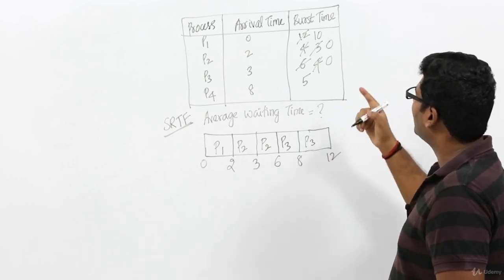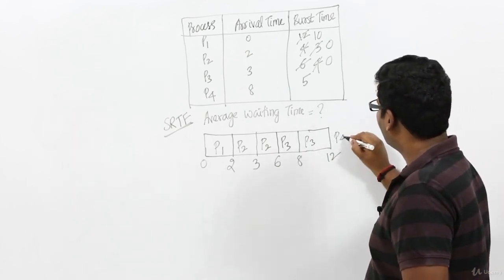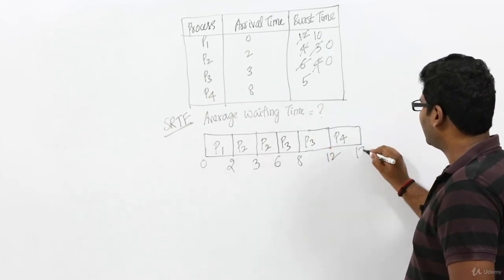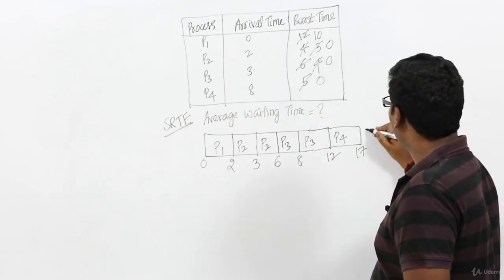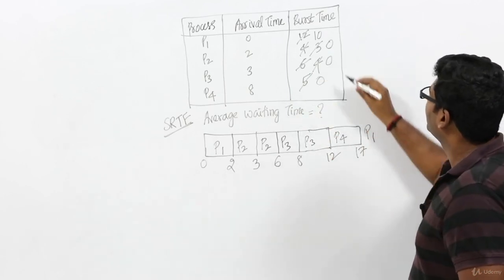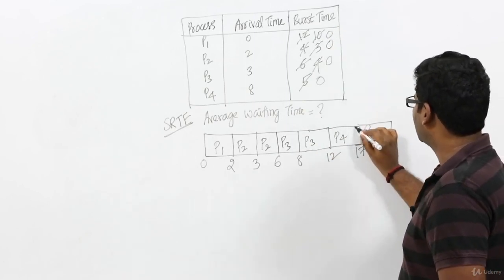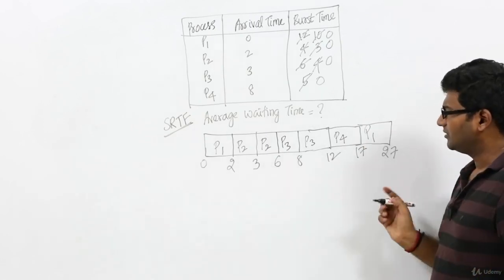Now we have P1 and P4 inside the RAM, out of which P4 has the highest priority, so it will complete its execution till 17, and its remaining time becomes 0. Now again P1 will be scheduled and it will complete its execution at 27 time units. This is the Gantt chart.